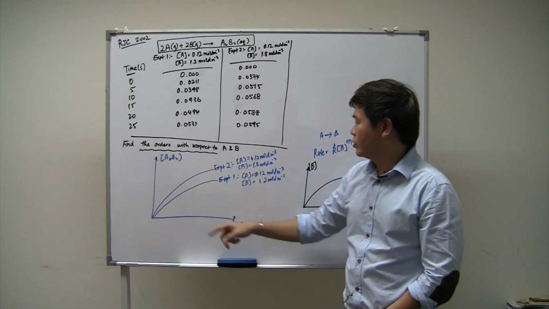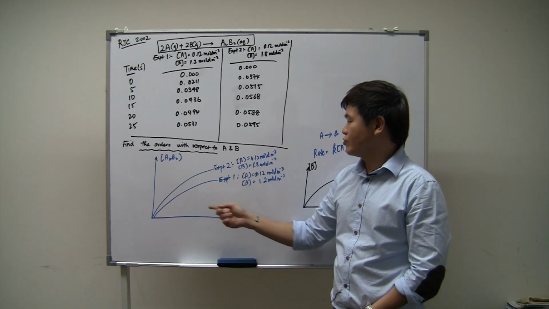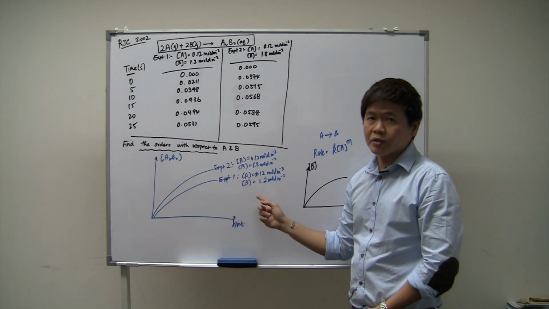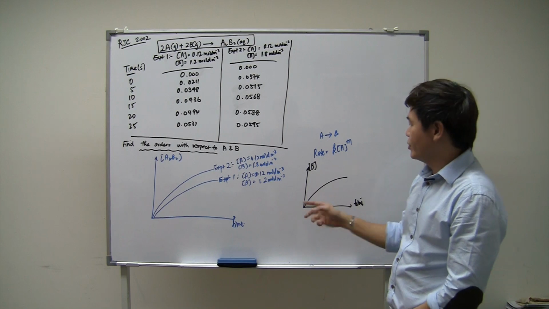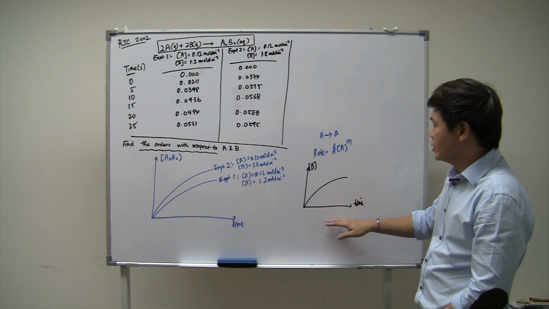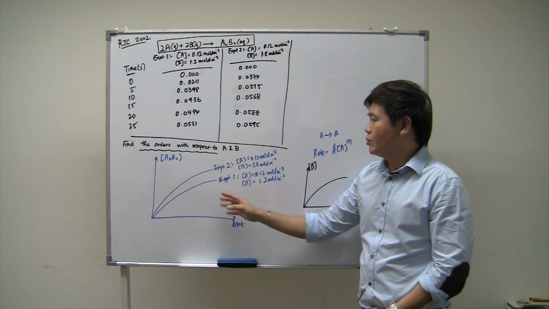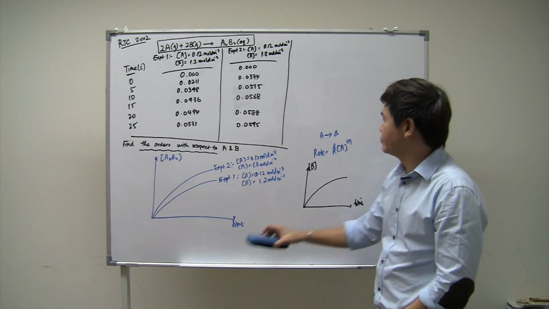Obviously, we need to find the order for two reactants, A and B, right? But what method should we use to find for A? What method should we use to find for B? This is a problem that a lot of students have. They know how to do a single reactant, single component question, but they have a problem dealing with a product curve and a double component. So let's see how we should solve this.